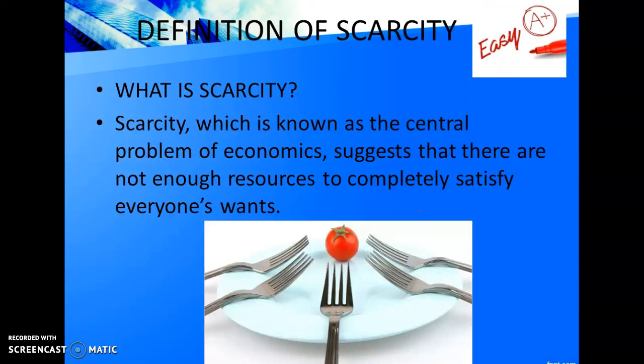So, what is scarcity and how can we best define it? Scarcity is the central problem of economics. The main reason why we study economics is because of scarcity. So, scarcity suggests that there are not enough resources to completely satisfy everyone's wants, right?